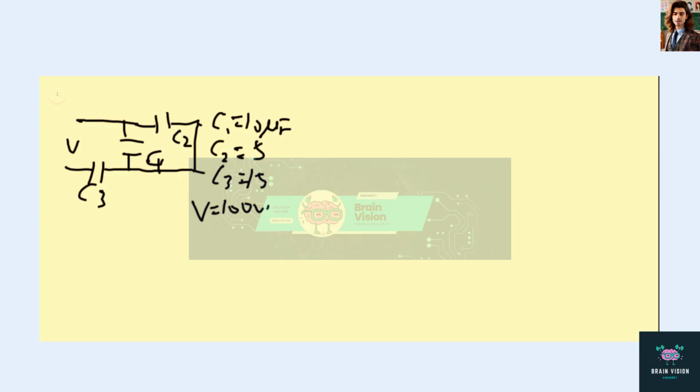So to figure this out, we can analyze C1, C2 firstly, because we can see that these two are connected in parallel. So C12 will be equal to C1 plus C2, right? And then we can find out the voltage distributed on C3. Basically, V3 will be equal to V times C12 over C12 plus C3, where the numerator is C12.